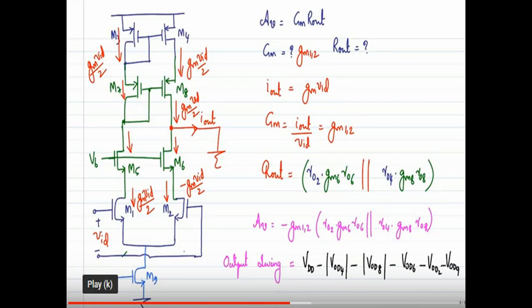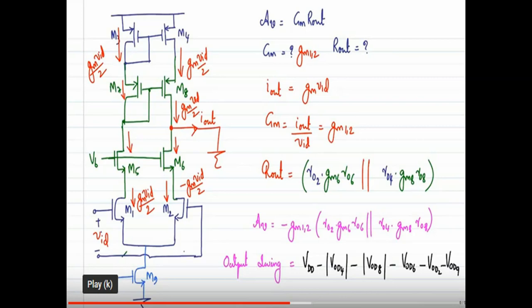Okay, so capital GM is equal to I out by VID. So GM VID divided by VID is equal to GM. So what is that GM? GM means the input transistors, so we can write capital GM as GM 1, 2. Okay, then next we want to find the output resistance R out.